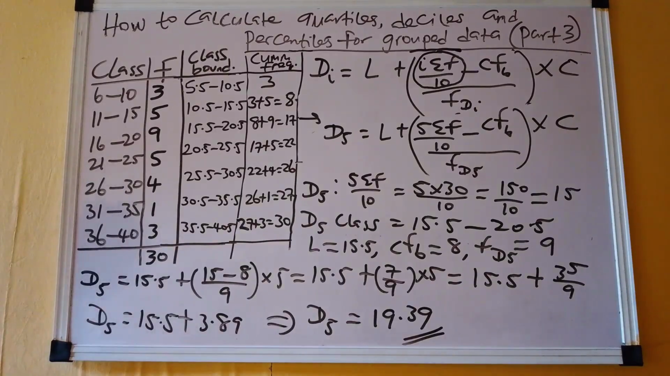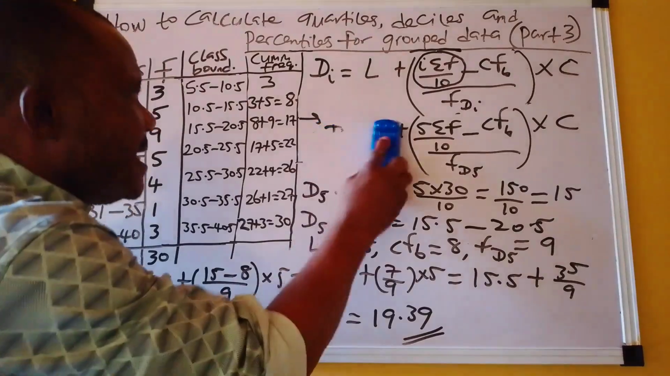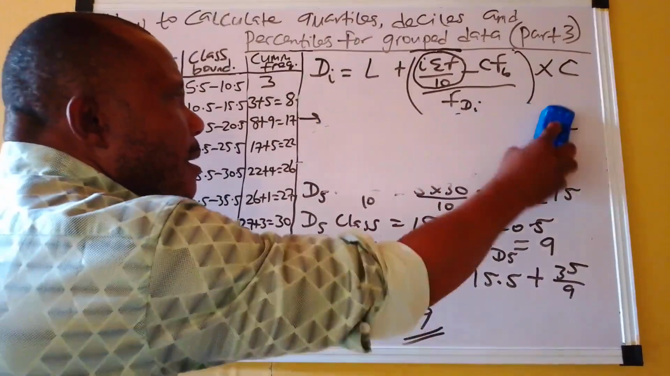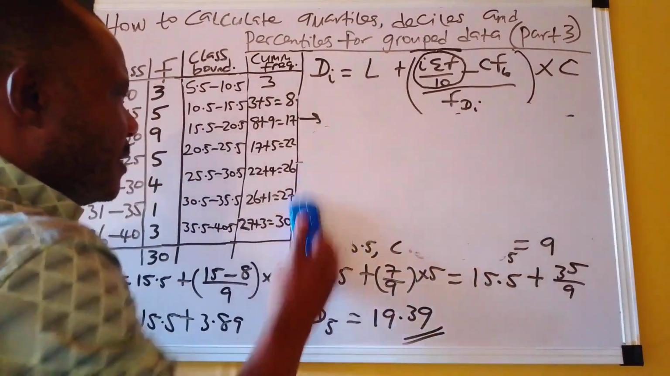Now I want to quickly go ahead and calculate D8. Let's calculate one more so that we can get some interdecile range. So I want to calculate the D8.